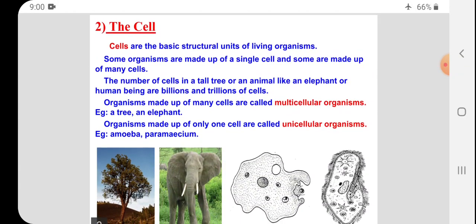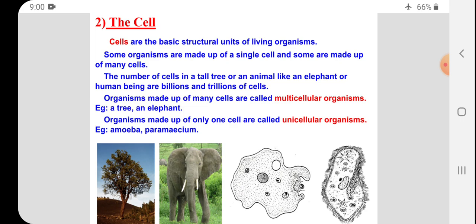Let's talk about what a cell is. Cells are the basic structural units of living organisms. Some organisms are made up of a single cell and some are made up of many cells. The organism made up of a single cell is called a unicellular organism, and the organism made up of more than one cell is called a multicellular organism.